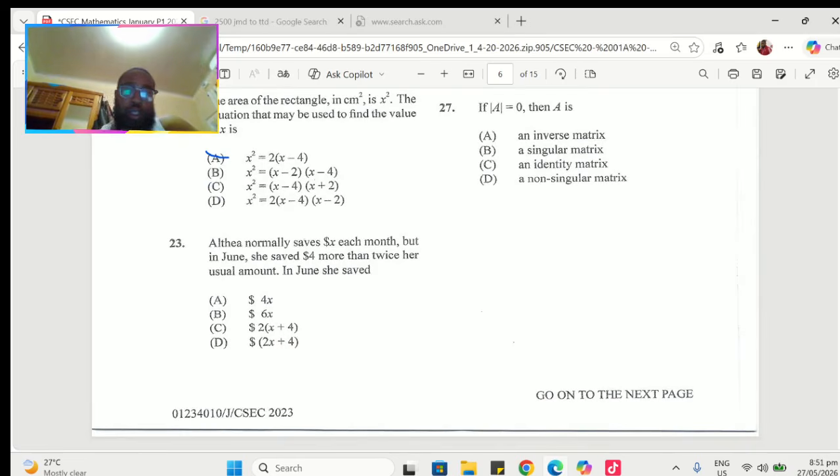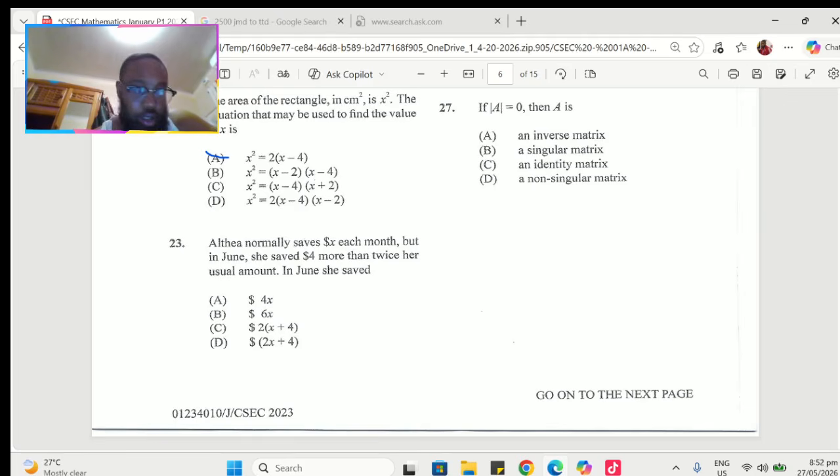Number 23. Althea normally saves x dollars each month. I don't save no x. Anyway, in June, she saved $4 more than twice the usual amount. So that means she saved $4 more than twice, right? So that will be x times 2 plus 4. $4 more than twice her usual amount.